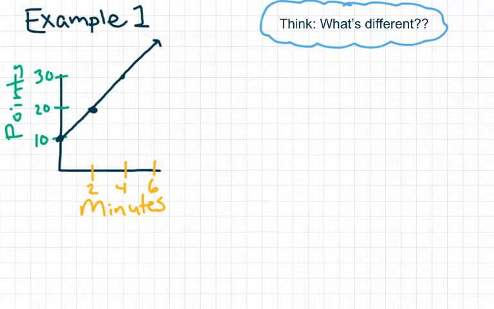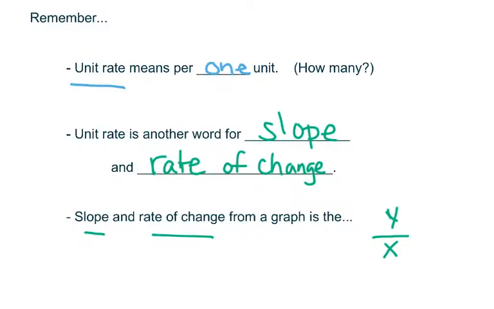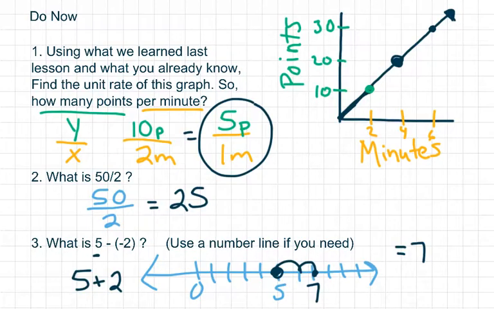So this first example 1, I want you to think about what's different between this graph and the graph we had in our do now. I think I should be able to go back and show you. This is the graph in the do now. So you'll see the points and minutes are the same. I want you to see what's different about the line.